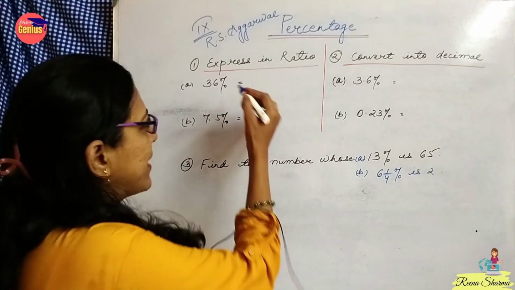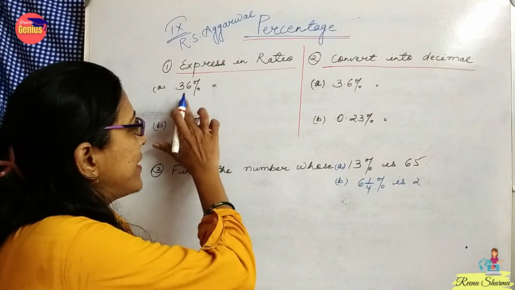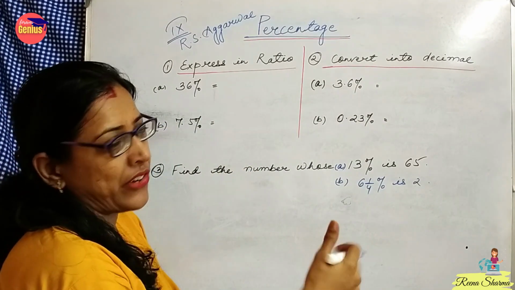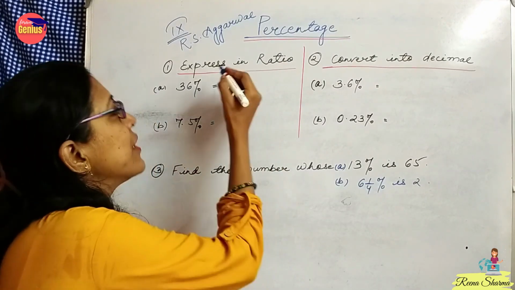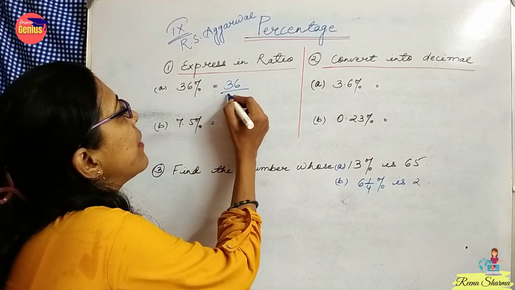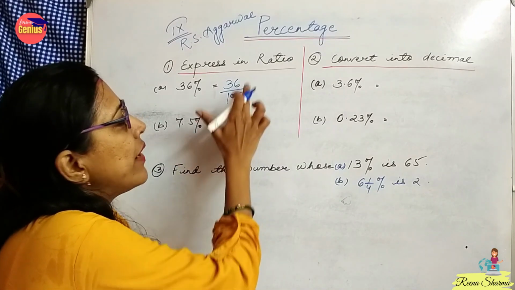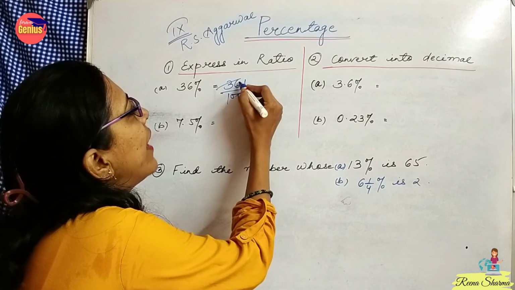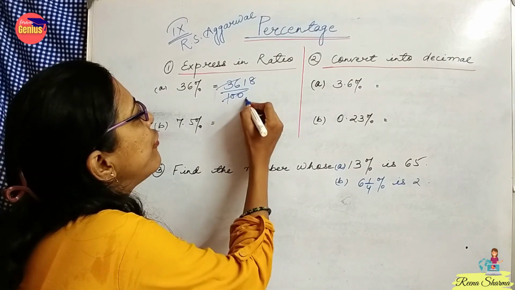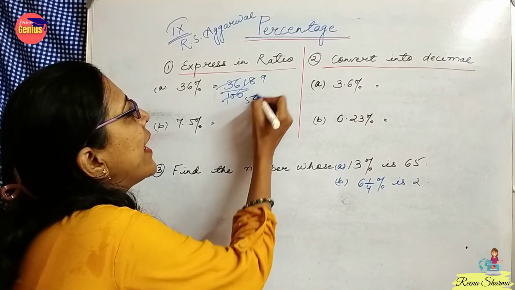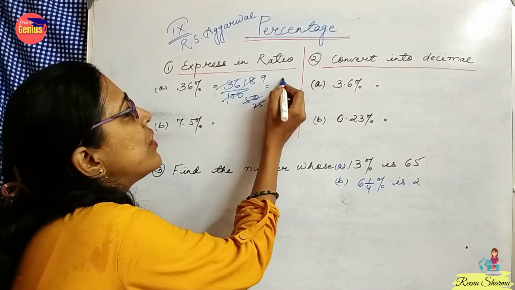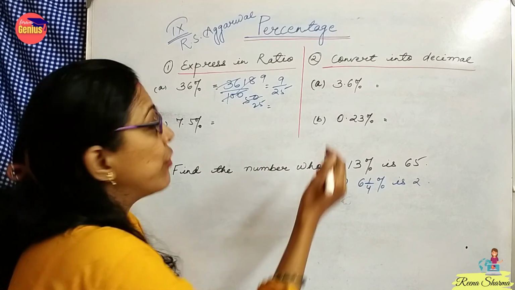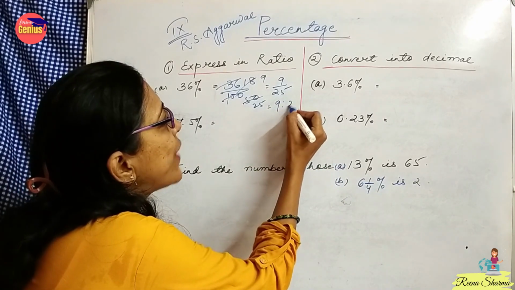So let's see. 36, we always know that this 36% means the denominator will be 100 and the numerator will be 36. So 36 divided by 100. If I want, I can reduce it to the lowest term. Now 1 and 8, 50, this is 9, this is 25. This is equal to 9 by 25. So our answer in ratio will be 9 is to 25.